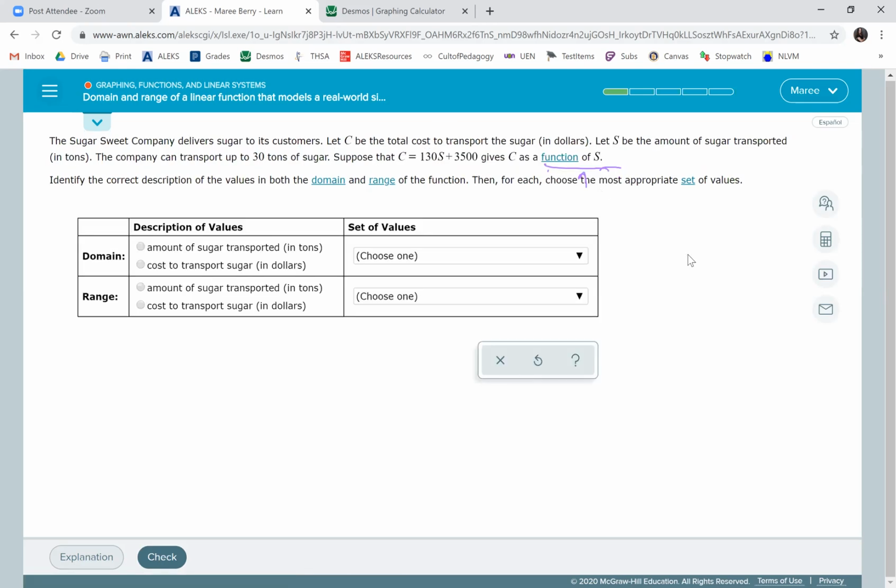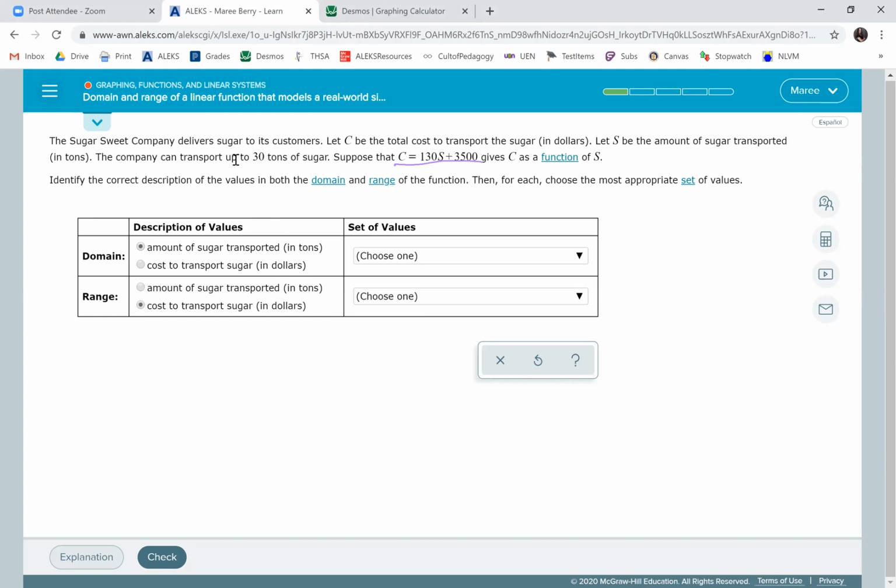I was going to say it'd be cool if that underline was right on the other one. Okay, so we're looking here at the equation. So always just find the domain and range first. So the domain is S. We have to figure out what S is, the amount of sugar transported. And the range is going to be the cost.